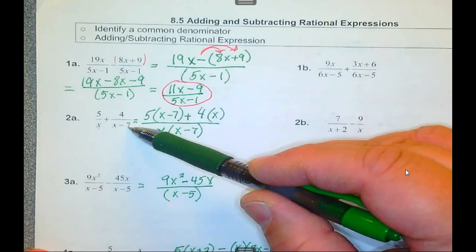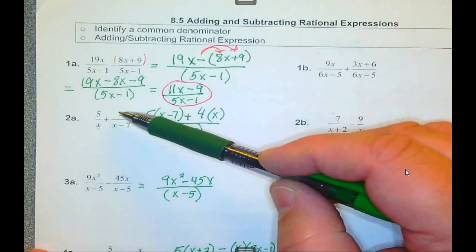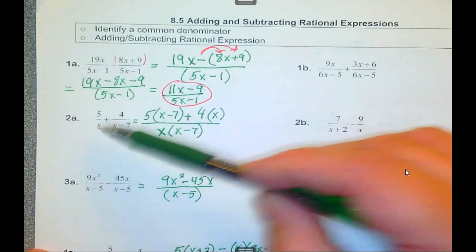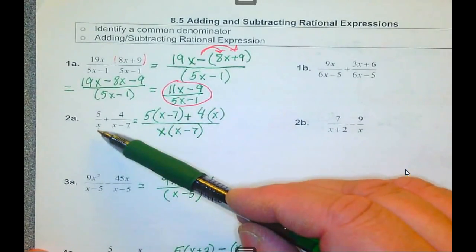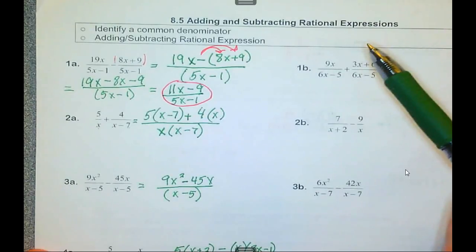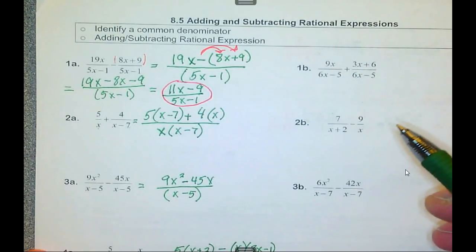5 times x minus 7 plus 4 times x, all over my common denominator, x times x minus 7. All I have to do is multiply it out, simplify my numerator.